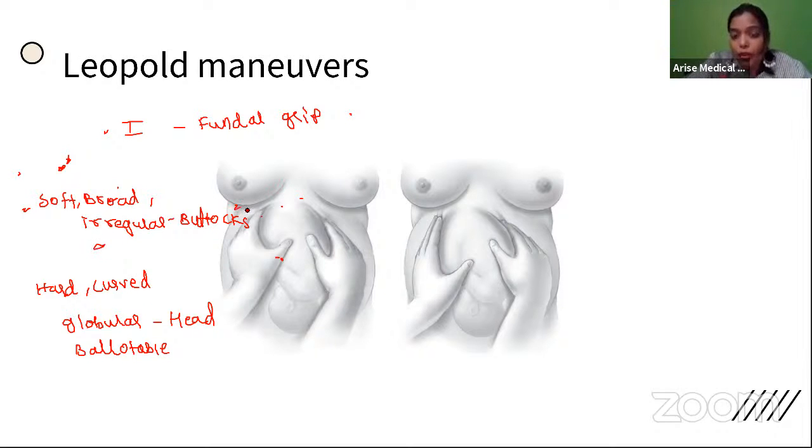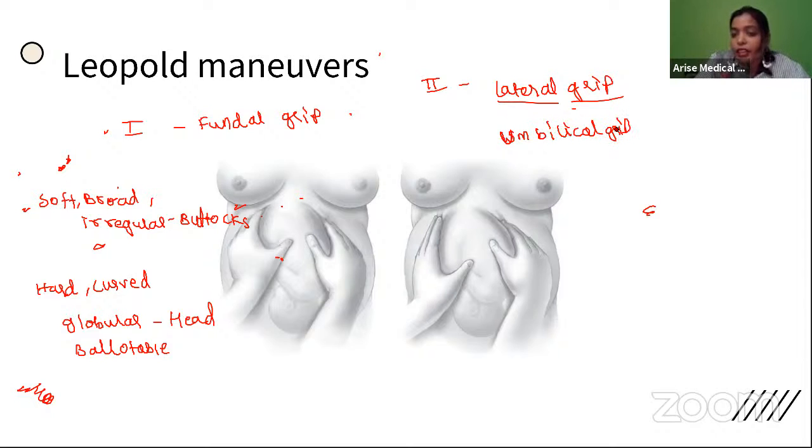The second Leopold maneuver is also called the lateral grip, or the umbilical grip, guys. Lateral grip or umbilical grip. If you feel a smooth curvilinear resistance, then it is the fetal back.